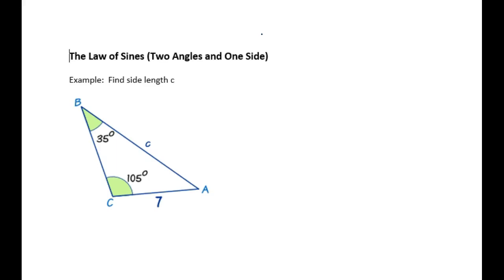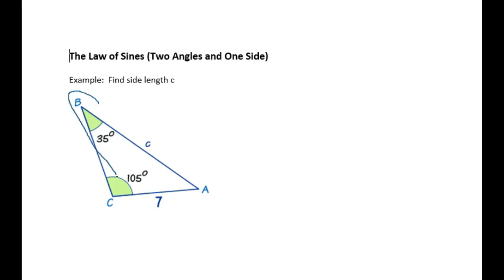So let's look at an example of applying the law of sines, or sine law. So here's our example. It's asking us to find side length C. So what do we actually have given in the question? We have angle B given, we have angle C given, and we have side B given, and we'd like to find side C. So notice that we do have a perfect pair.